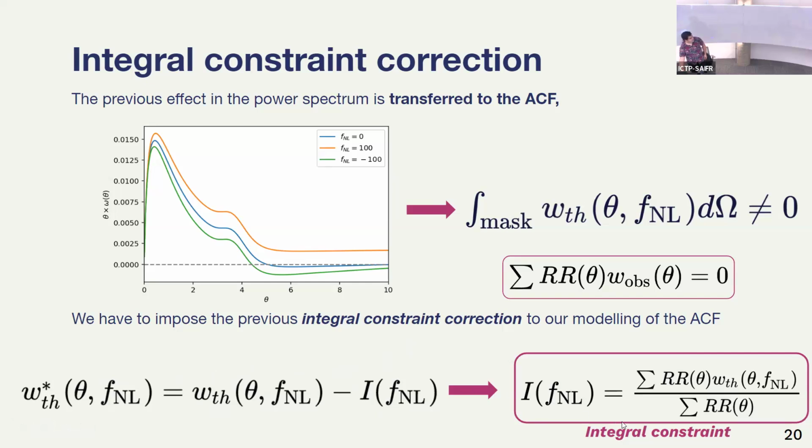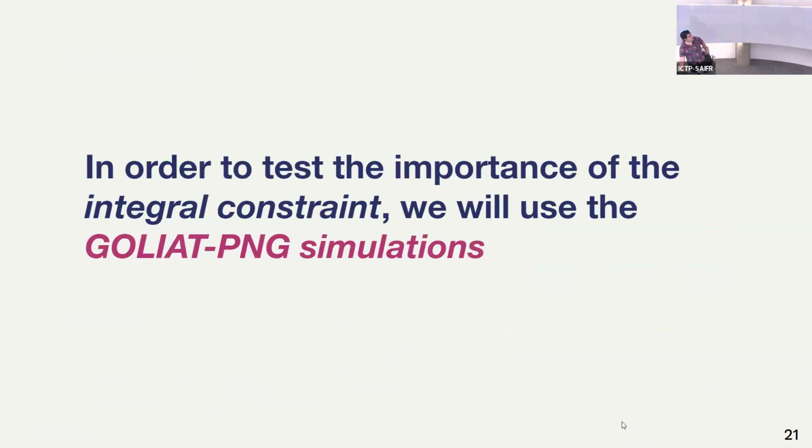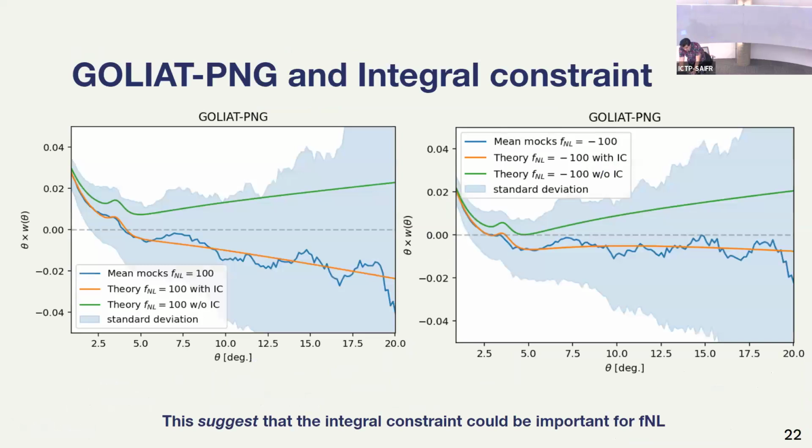And what is the effect of this? In order to test the importance of this parameter, we will be testing on the Goliath simulations. You can see it here: in blue, you have the angular correlation function measured from 100 simulations. These were simulations that have f_NL equal to 100 as the initial condition.